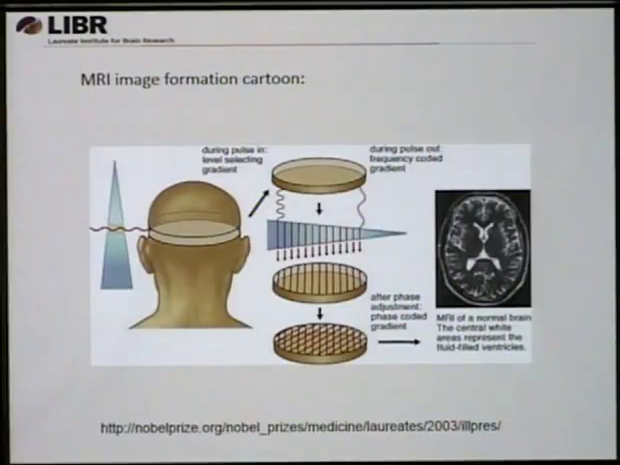With the gradients, we pre-select a certain slice from the head, and then we collect the data in the presence of these special encoding gradients, which we produce with the gradient coil. And then we collect this and do the magic in the computer and produce the images.